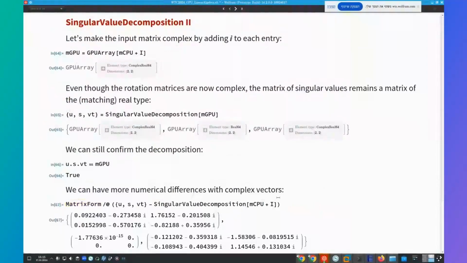Entries are more different because we have more phases, et cetera, to choose from when we have complex numbers. And we see it really is solving it on the CPU. We get a tiny little difference in the first singular value, but it's basically right.